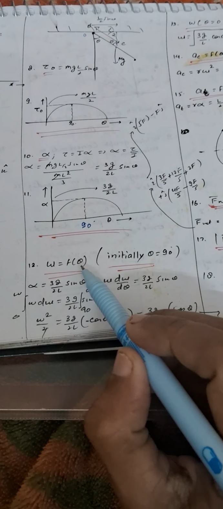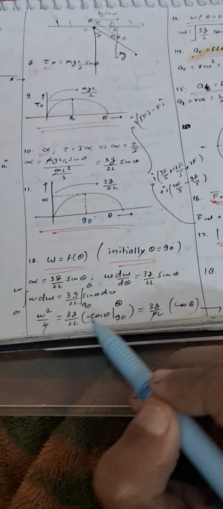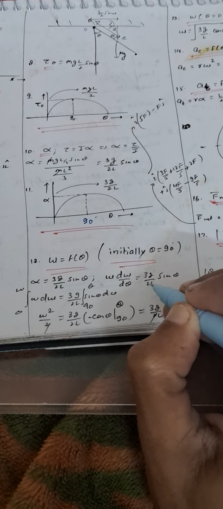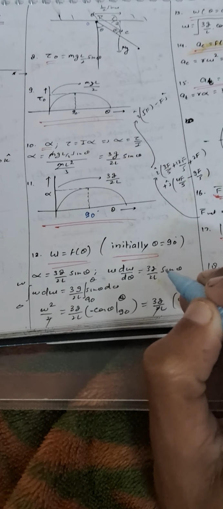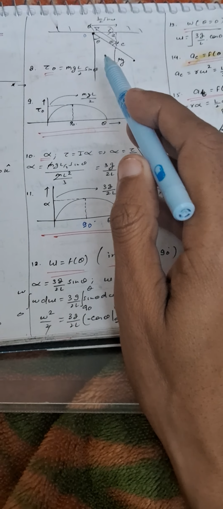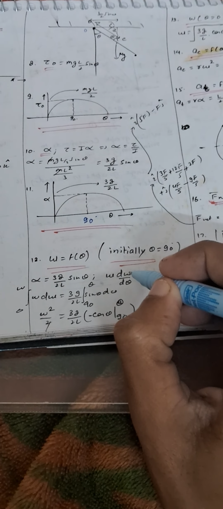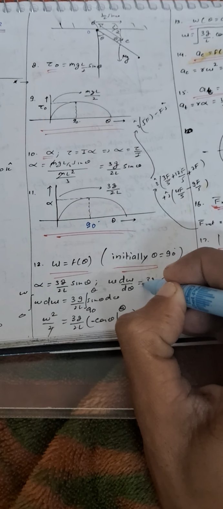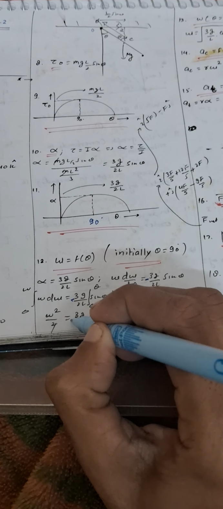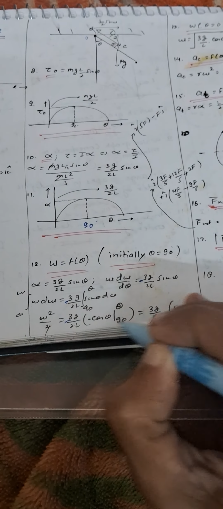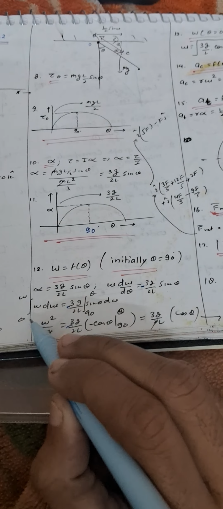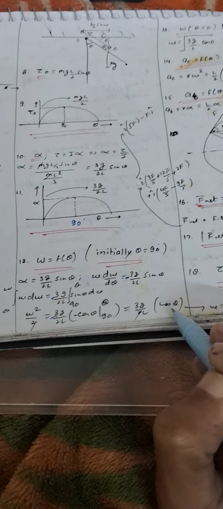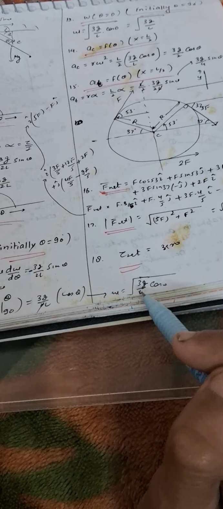Next we need to find omega as a function of theta. Initially we assume that theta is 90. So we take alpha as 3g by 2L into sin theta. So omega into d omega by d theta will be 3g by 2L into sin theta. Here we can see that theta is decreasing, so d omega by d theta will be negative. So to compensate for that, we take a negative sign here. In all such cases we take the negative sign. After integrating from 0 to omega and the limits from 90 to theta, after solving we get omega as root of 3g by L into cos theta.